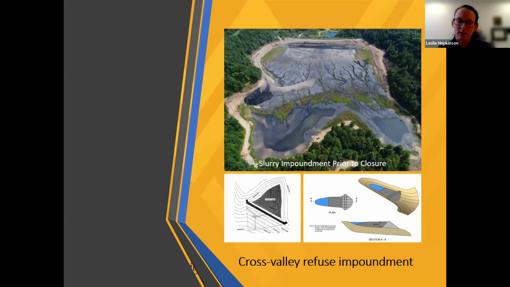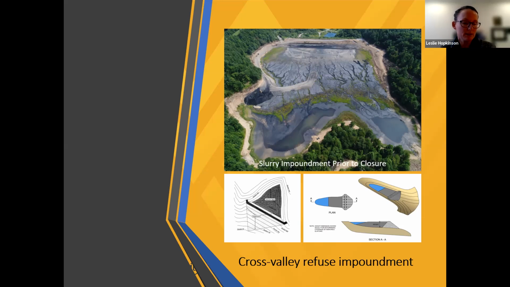Okay, so we're focused on coal impoundments in this study. Coal refuse impoundments are constructed as earthen embankment dams, which concentrate coal refuse. They retain process water that contains coarse and fine coal refuse fractions. That picture at the top is the impoundment that was the site of our study before reclamation.